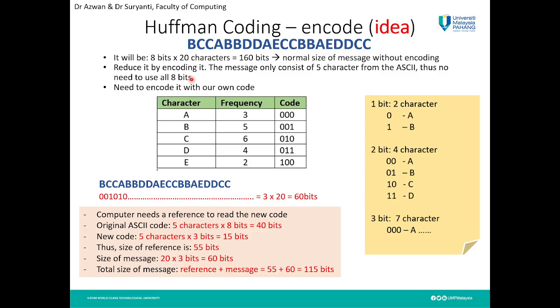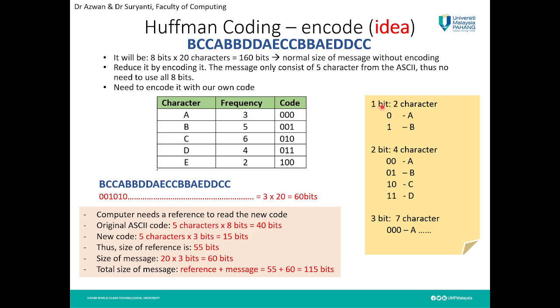So what we can do is we can encode it with our own code. We create our own code. So okay, go here. See here in the note. Let's say we have 2 characters. For 2 characters, if we convert into our own code, we just need 1 bit. A is 0, B is 1. So we only need 1 bit.